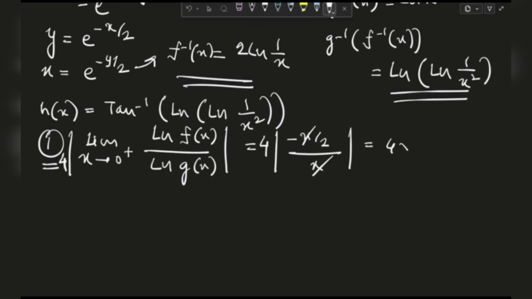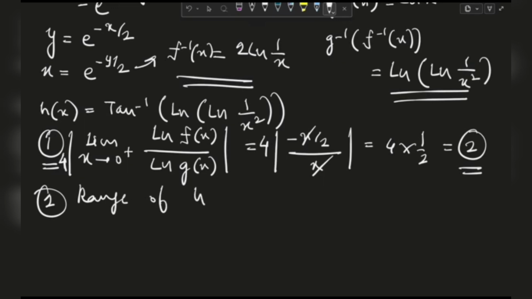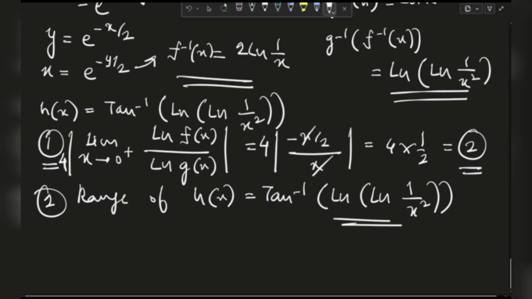So 4 into half, your answer for the first part comes out to be 2. Now we move on to the second part, where we have to find the range of the function h of x, which is tan inverse of ln 1 by x square. So let's do this quickly.